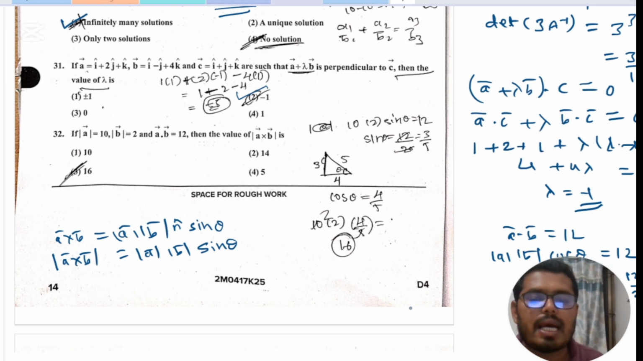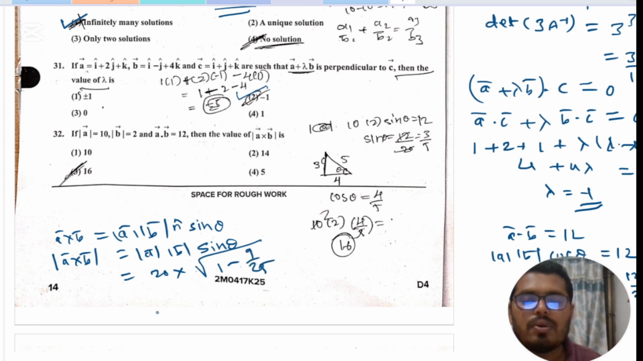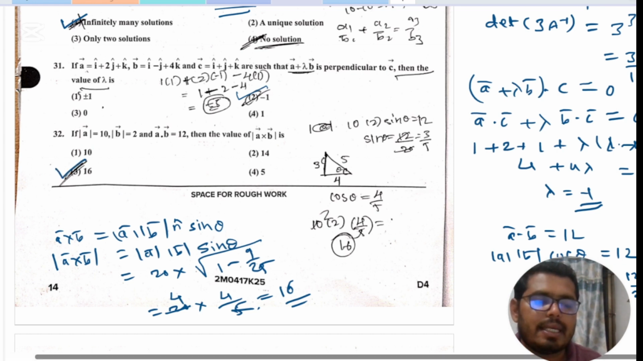Okay. Then what is sin theta? What is the sin theta here? Sin theta is equal to square root of 1 minus cos square theta. 1 minus cos square theta is 9 by 25. It is equal to 20 into 25 minus 9 is 16. 16 root is 4 divided by 5. 5 4s are 20, 4 into 4 is 16. Therefore, magnitude of A bar cross B bar is 16. Therefore, option number 3 is correct here.